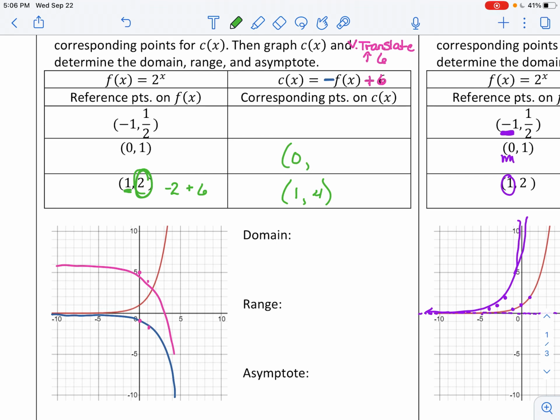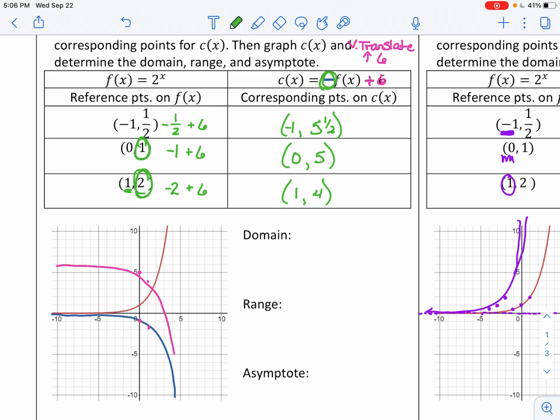So the same thing for the point above it. I'm leaving x the same, but I'm taking the output value, the y value, I'm going to make it negative, I'm flipping it, and then I'm going to add 6. So then I'm going to get a 5 here. I'm going to leave x the same. I'm going to make the output negative and then add 6.